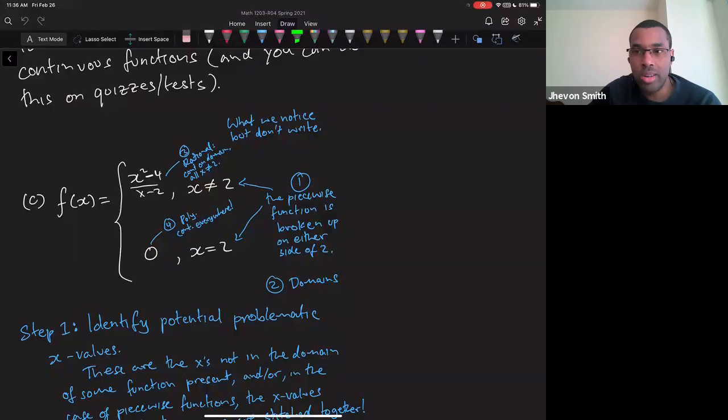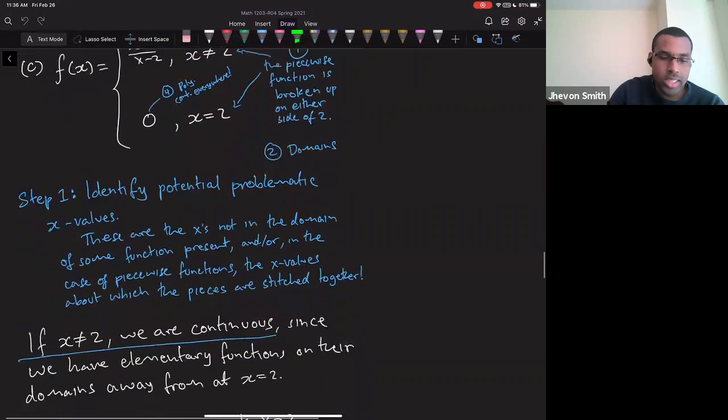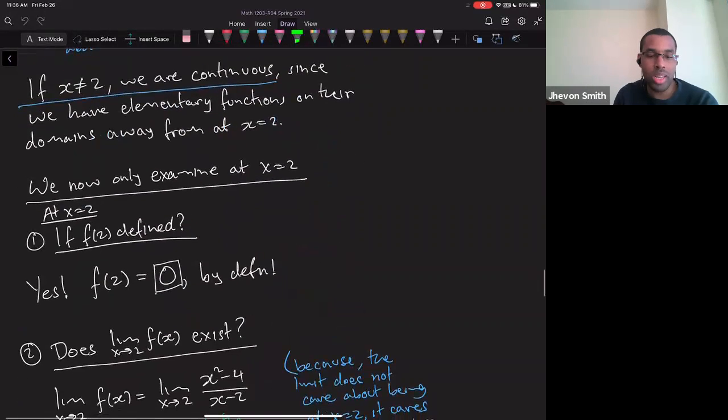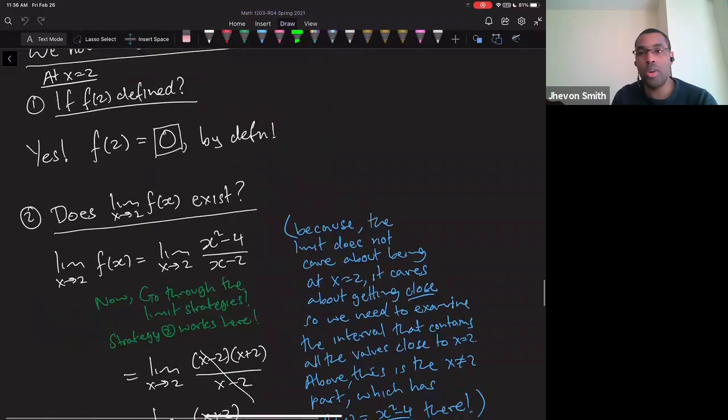The second line is 0. 0 is an example of a polynomial, and those are continuous everywhere, so we know that piece is fine no matter what happens. So x equals 2 is really the only thing we should be concerned with. Everywhere else, we're fine. Step 1 is to identify the potential problems and make sure you deal with them. Here we know that if x is not equal to 2, we're continuous and everything is fine. However, at 2 is what we're concerned about. So now we go to x equals 2.